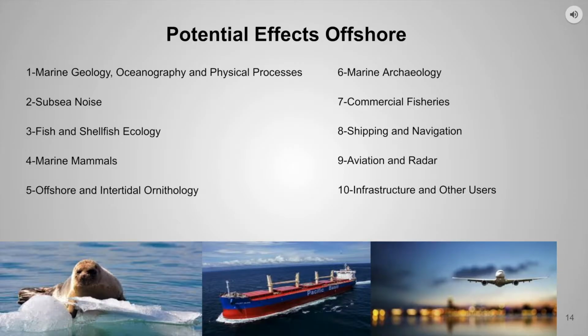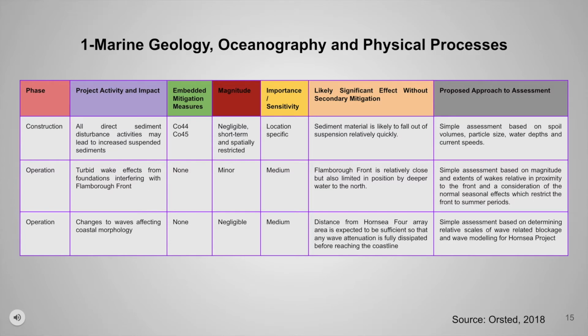There are 10 different categories for potential effects on offshore, and I will mention them in the next slides. So let's start with the first impact category, which is marine geology, oceanography, and physical processes. All the impacts are identified by the impacts register method. I will mention only one project activity in each category due to the limited time.